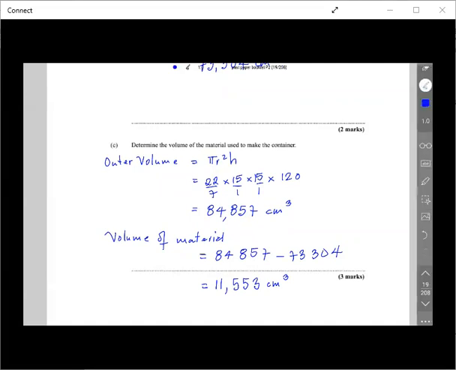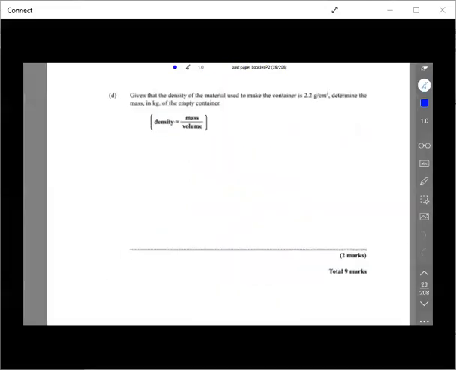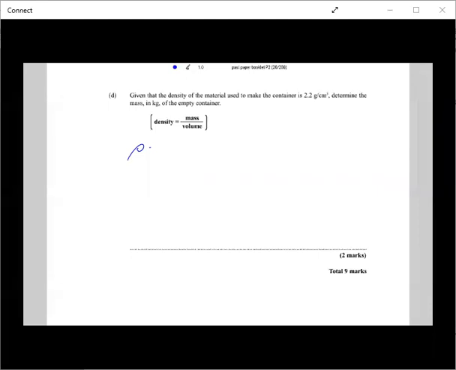The last part of the question: given that the density of the material used to make the container is 2.2 grams per centimeter cubed, we're asked to determine the mass in kilograms of the empty container. Here's what we know. The symbol for density is rho, and density is equal to mass over volume. If you didn't know that, it's not important; you could have just put the word density. Mass is what we want to find.